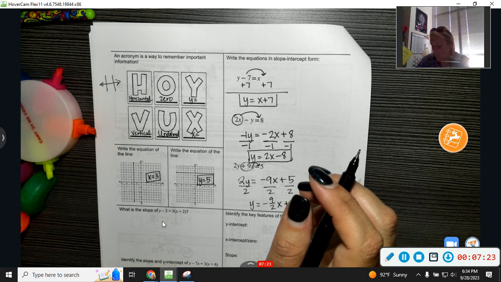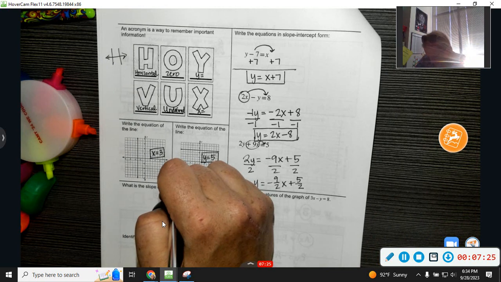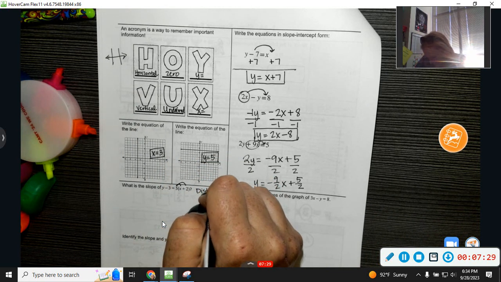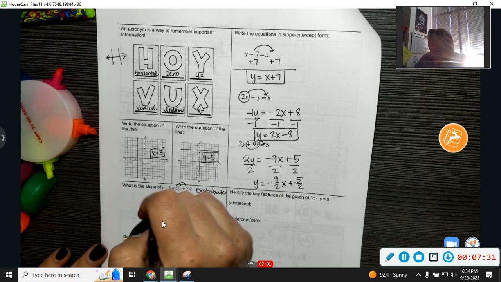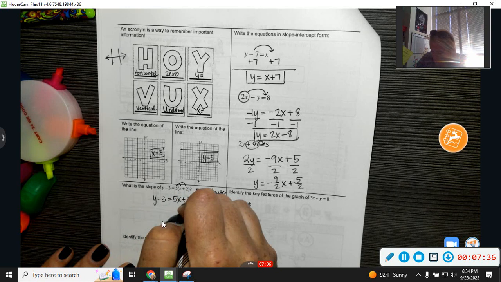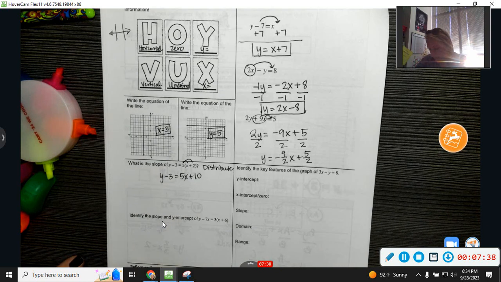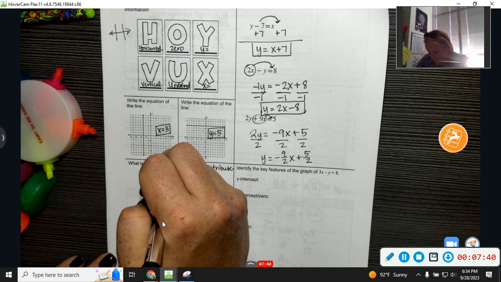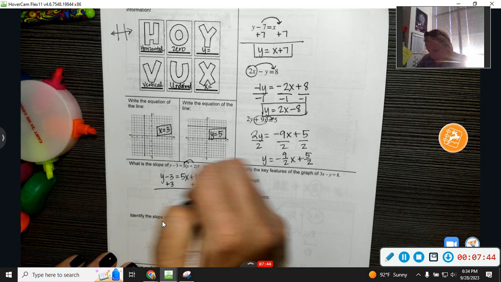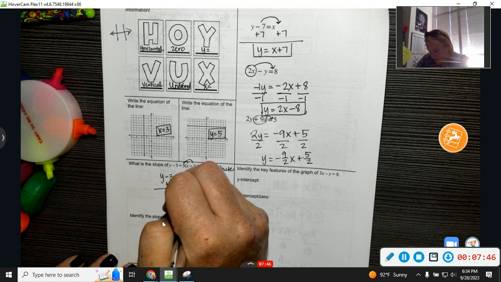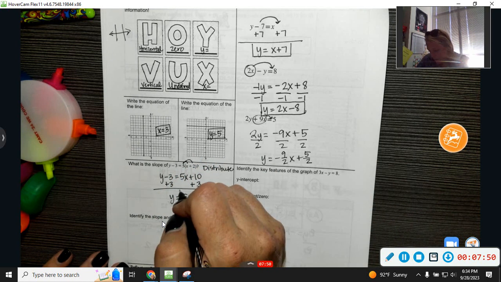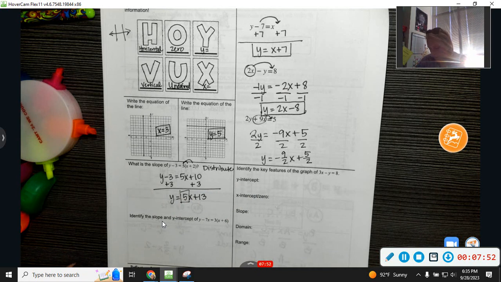Alright? If you have parentheses, you're going to have to distribute the parentheses. So I get y minus 3 equals 5x plus 10. Okay, and then what we're going to do is we're going to get rid of that 3 by saying plus 3 and plus 3. And this is 5x plus 13. So when it asks me what is the slope of this line, my answer is 5.